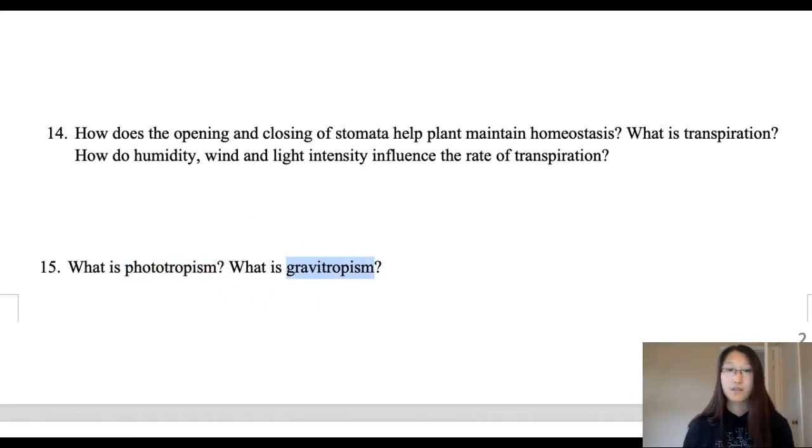Gravitropism, there's the word gravity. So what part of the plant responds to gravity is the roots. The roots respond to gravity by growing downward, and the leaves respond to sunlight by growing toward the sunlight. Phototropism, gravitropism. This is it.